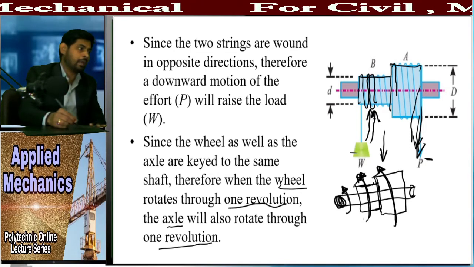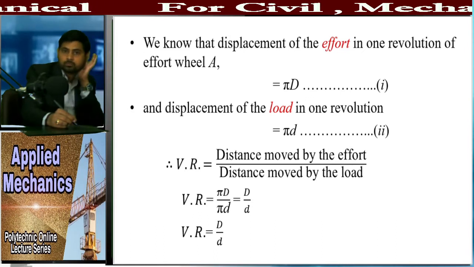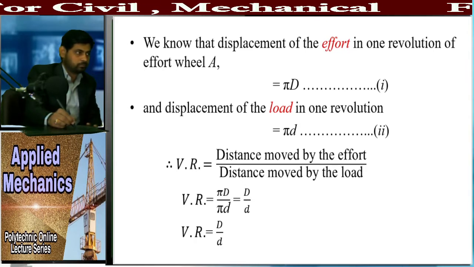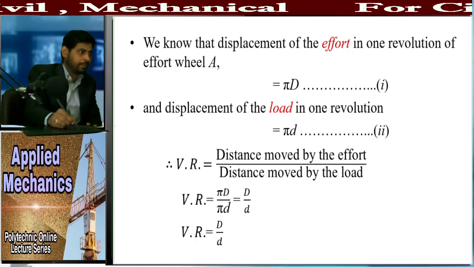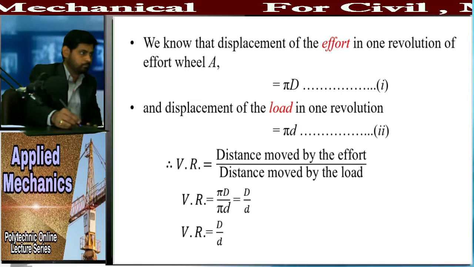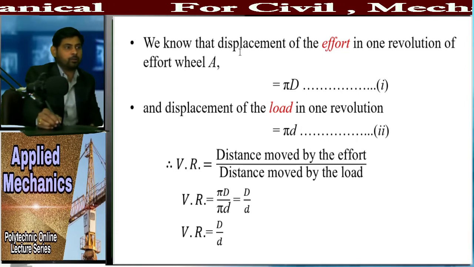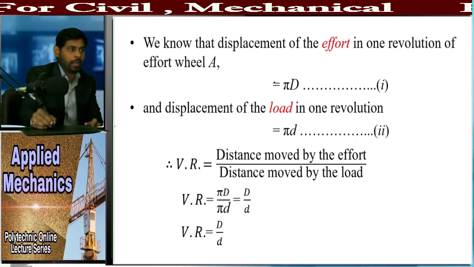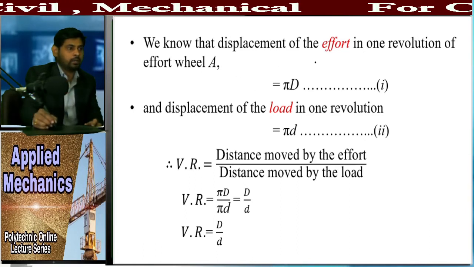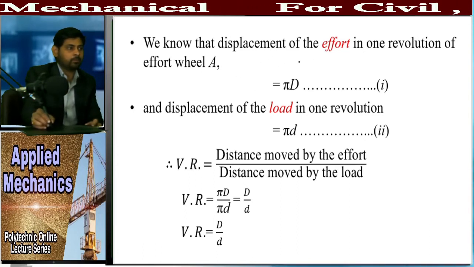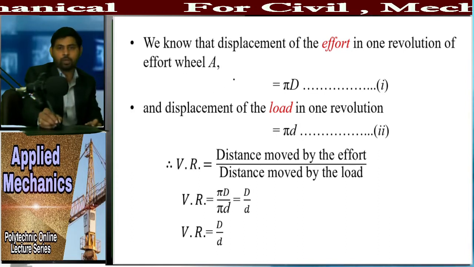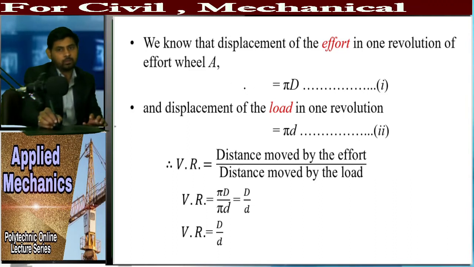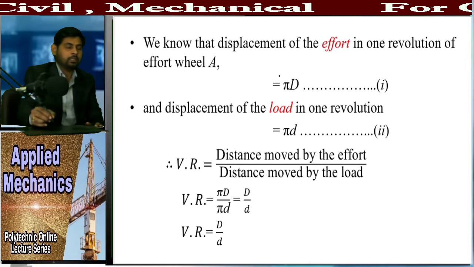So now after that you can see here how the formula will be generated for the simple wheel and axle. We know that the displacement of effort in one revolution of wheel A is nothing but pi D. So the displacement of effort in one revolution of the wheel is the circular portion, when we see one complete revolution, that is our circumference. What is the circumference of the wheel? That is nothing but pi D.